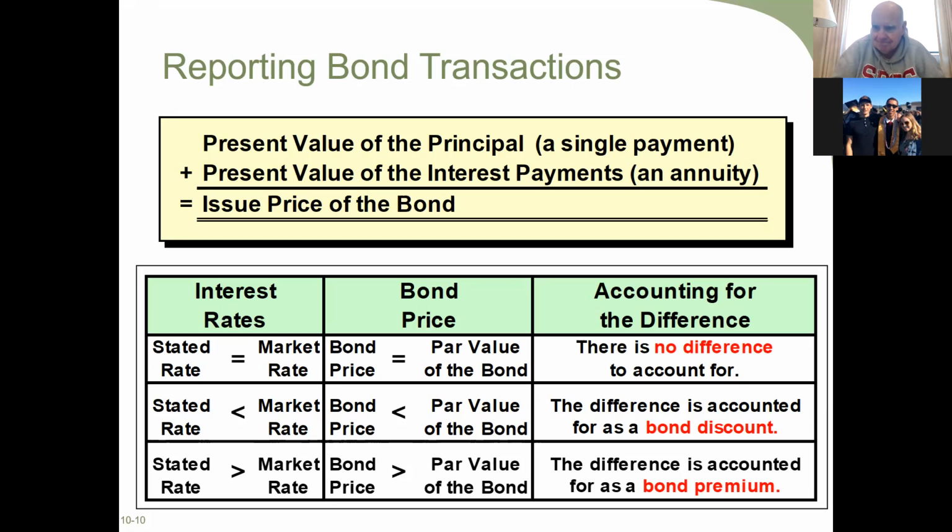So I mean, I'm just confused. Why don't they just sell the bond? Why don't they always just match the bond to the market rate?